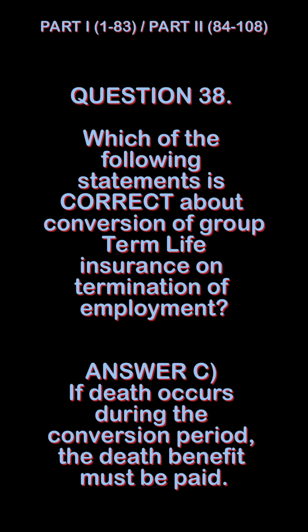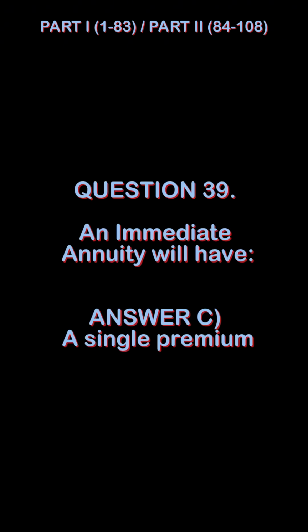Question 38. Which of the following statements is correct about conversion of group term life insurance on termination of employment? Answer: C. If death occurs during the conversion period, the death benefit must be paid. Question 39. An immediate annuity will have. Answer: C. A single premium.